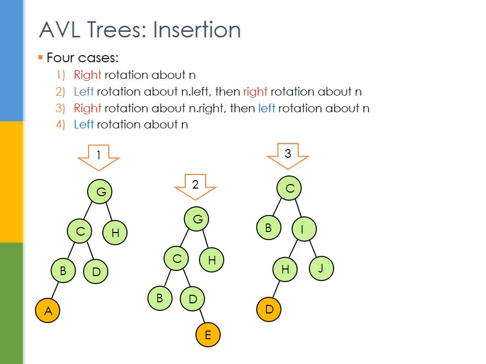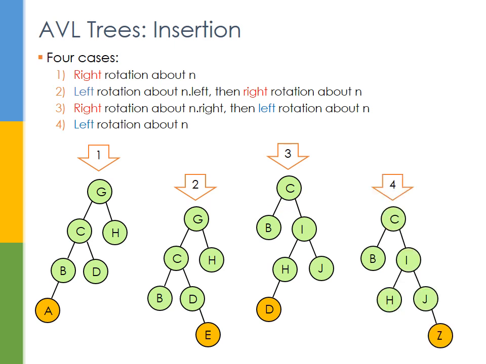Now, cases 3 and 4 are mirror images. So case 3 is just simply a mirror image of case 2. So here we perform a right rotation about the right child of the unbalanced node. So in other words, the right child of the unbalanced node would be node I. We perform a right rotation around that, rotating H around I. And then we perform a left rotation around the unbalanced node, which is node C in this case.